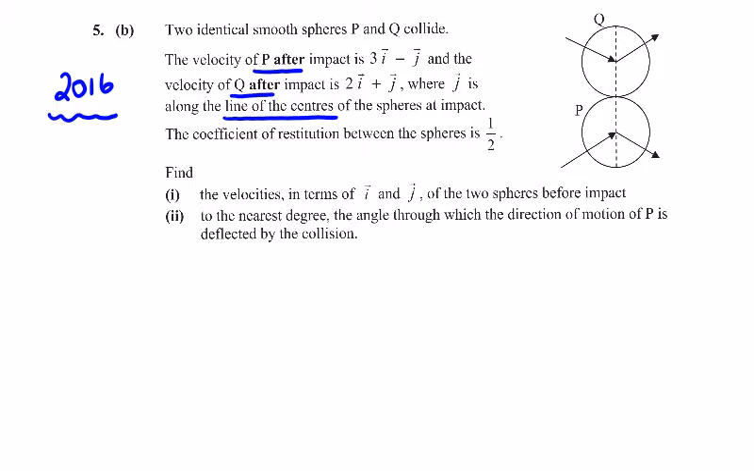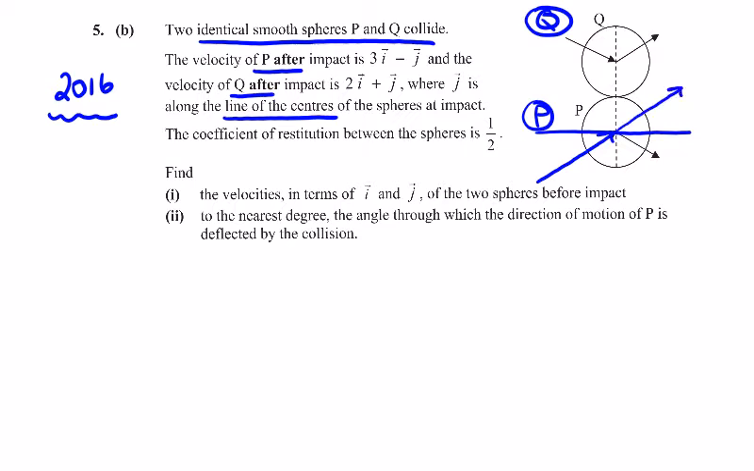So let's set up. We have two identical smooth spheres, P and Q. Q is on top this time, P is on the bottom. P is coming in along this direction. We give it an x-axis, it's going along that direction, and then it's coming back out in this direction. Part 2 of the question is the angle through which the direction of motion is deflected for P. So we look for these two angles here.